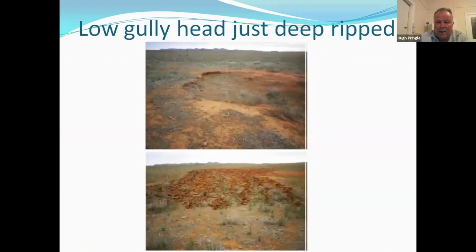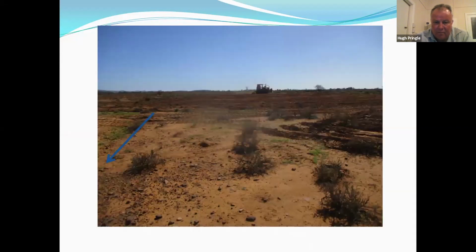With low gully heads, we just deep rip. This is in the Flinders Ranges near Hawker. Yeah, we just ripped the heck out of the little low gully head, a maximum of 1 foot. And that is right near the main road from Hawker to Blinman. So I've checked it out and it's still perfectly stable and adequate.